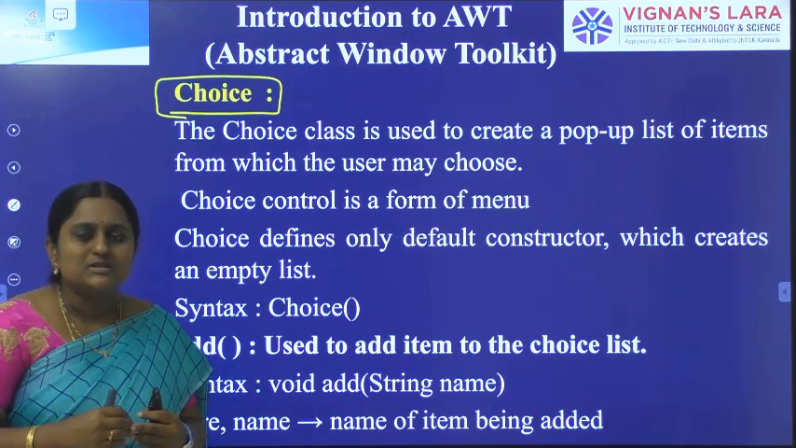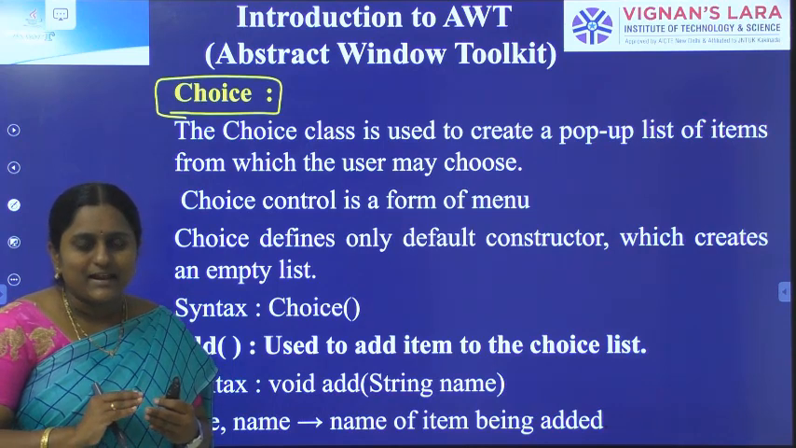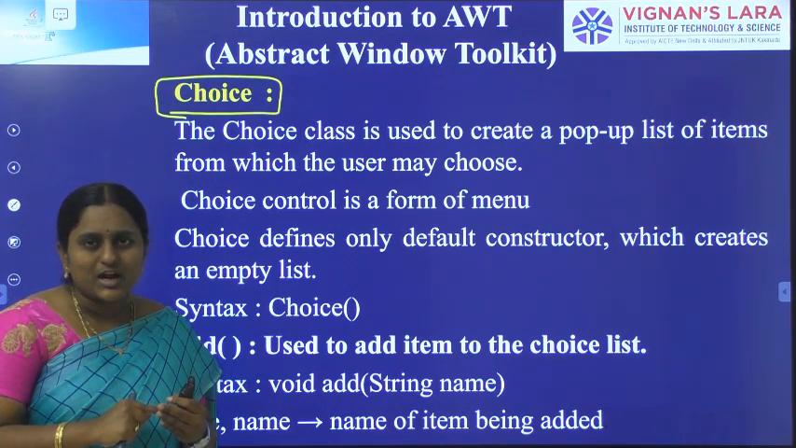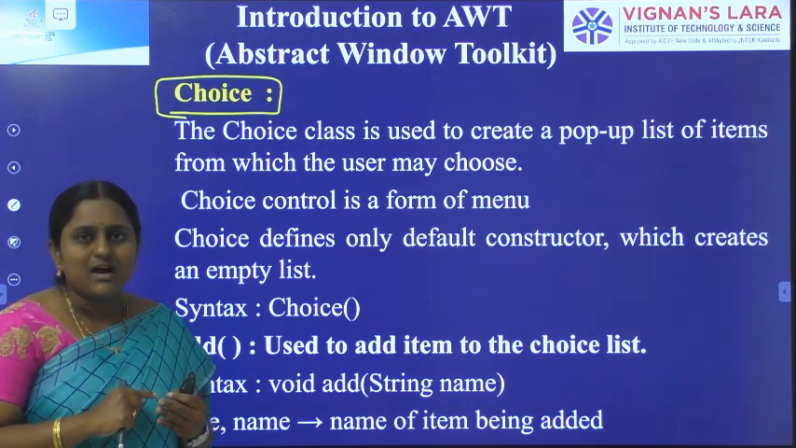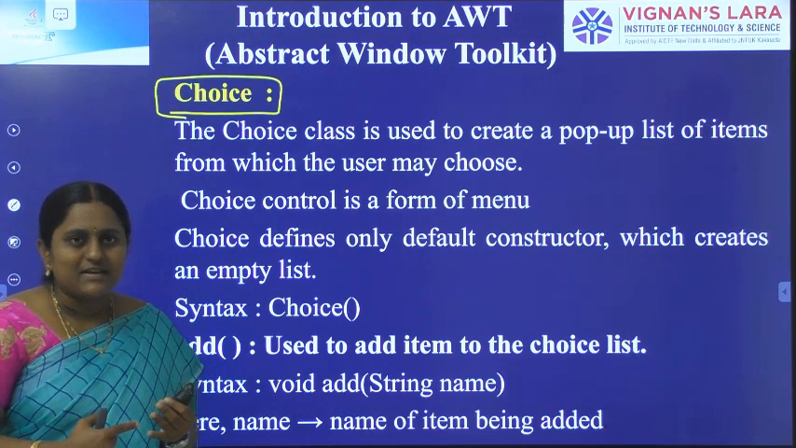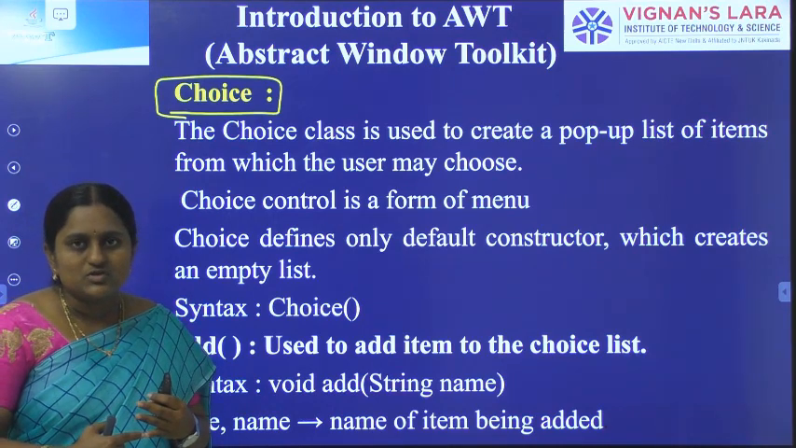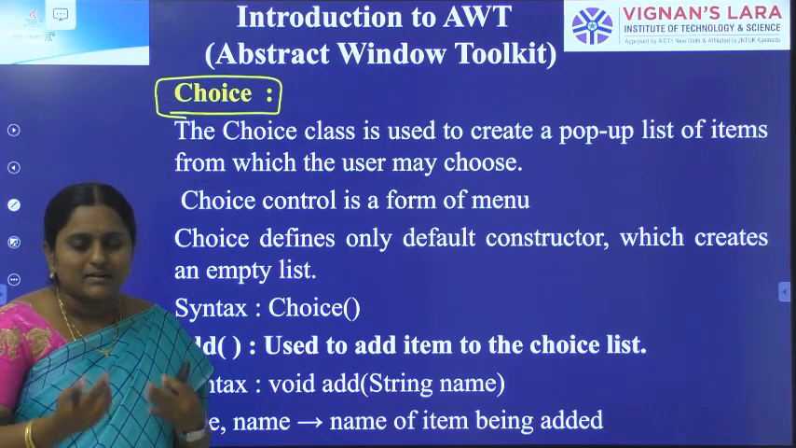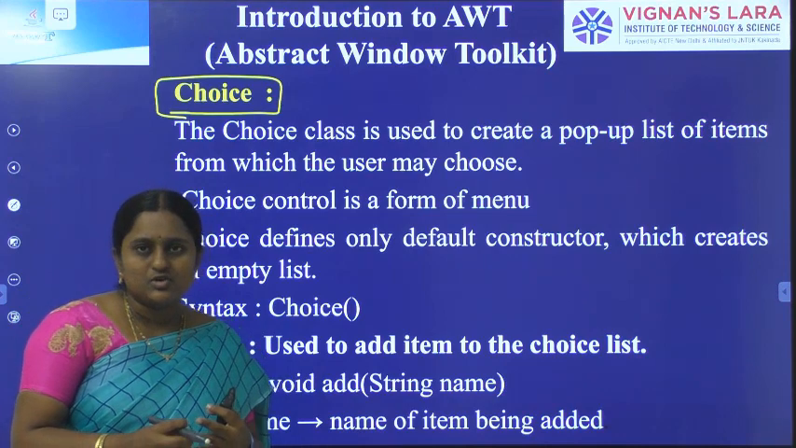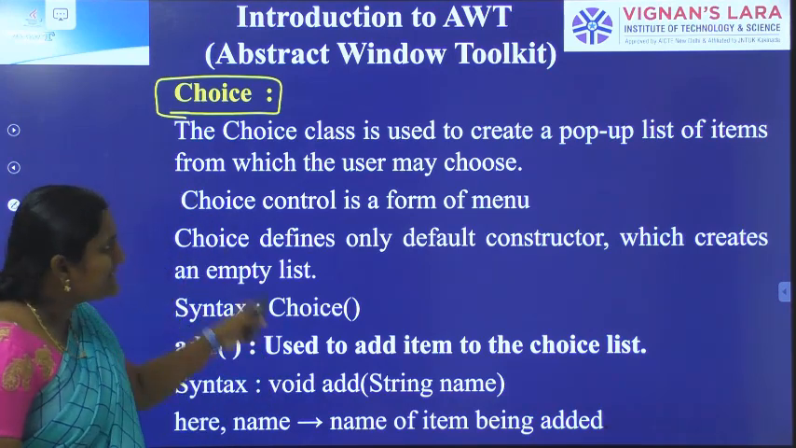According to the naming rules, the first letter should start with an uppercase letter. Whenever we use the Choice class in our programming, the first letter should be uppercase, because Java predefined classes start with an uppercase letter, since Java is case sensitive. Uppercase and lowercase letters are distinct. Here Choice is a class.